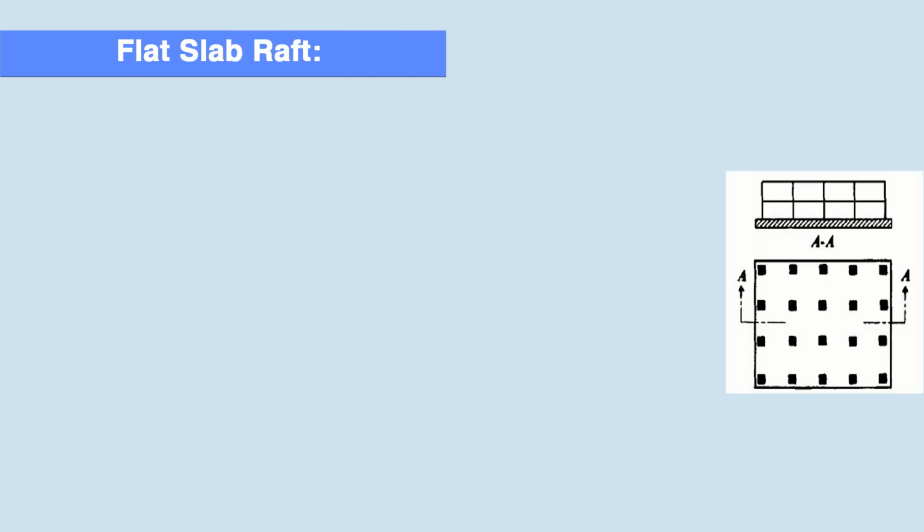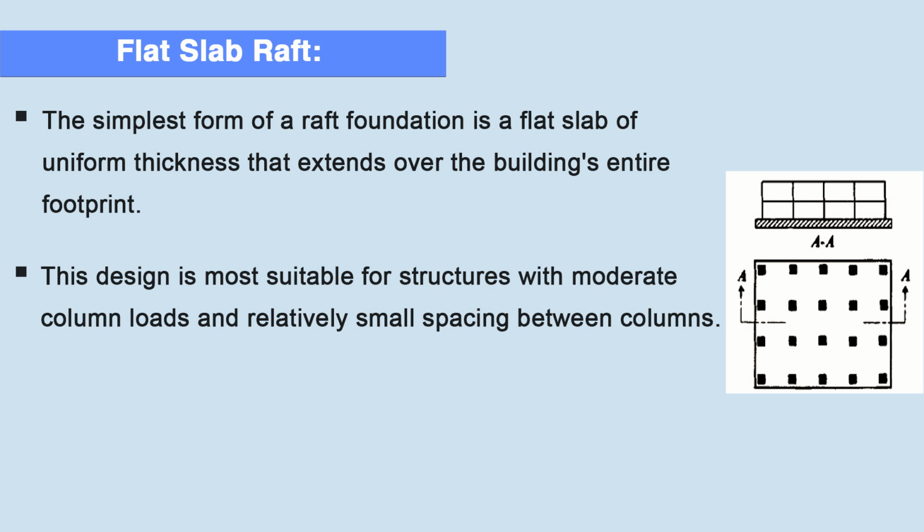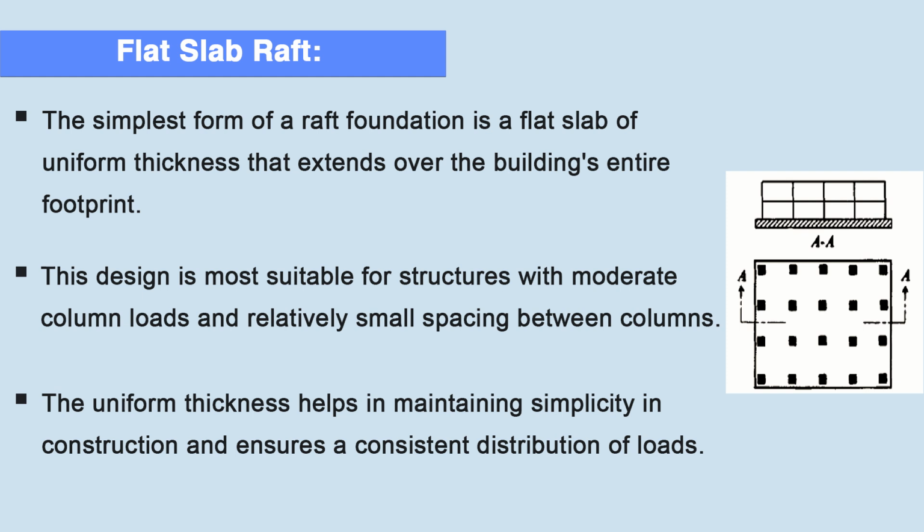Then the design variations. First is flat slab raft. The simplest form of a raft foundation is a flat slab of uniform thickness that extends over the building's entire footprint. This design is most suitable for structures with moderate column loads and relatively small spacing between columns. The uniform thickness helps in maintaining simplicity in construction and ensures a consistent distribution of the loads.